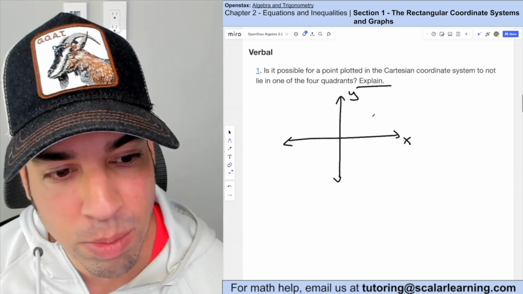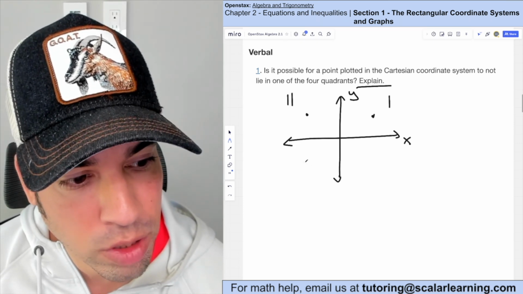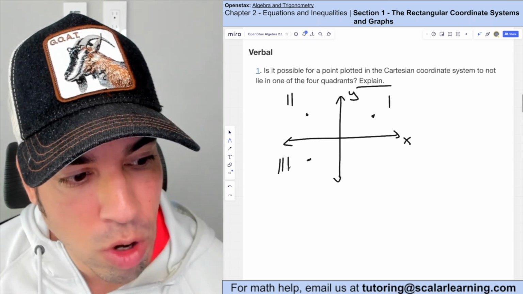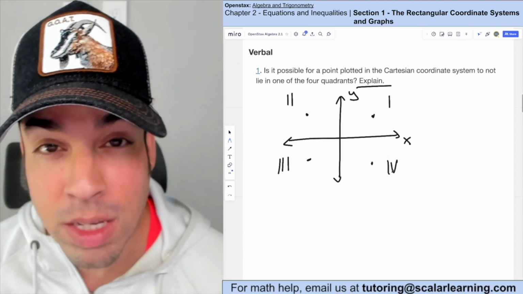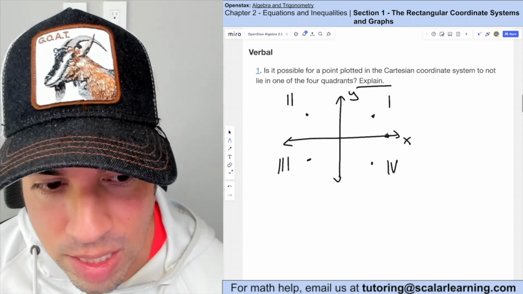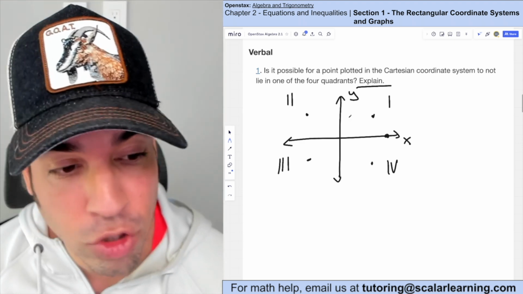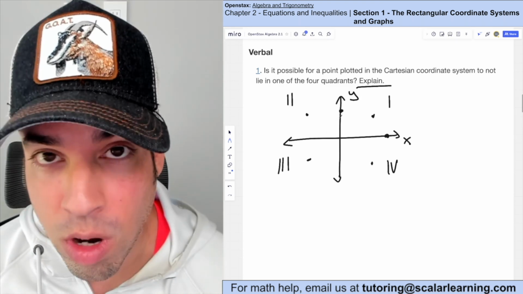So if, for example, a point is out here, it's in the first quadrant. Here it would be in the second quadrant. Here it would be in the third quadrant. Here it would be in the fourth quadrant. The exception to being in one of the quadrants is if it lies directly on one of the axes. So for example, if it was on the x-axis, it wouldn't be in any quadrant. Likewise, if it were on the y-axis, it wouldn't be in any quadrant.